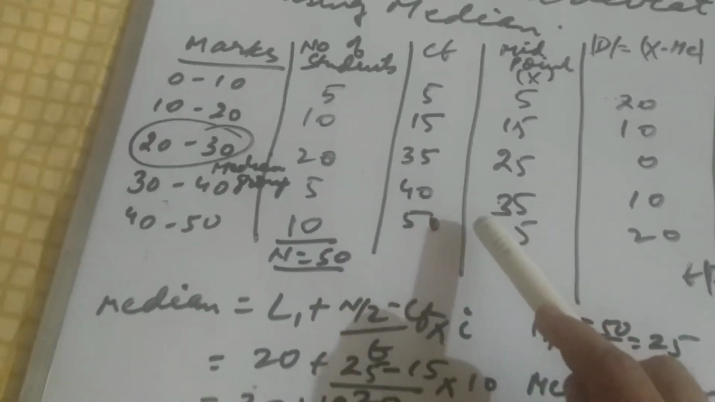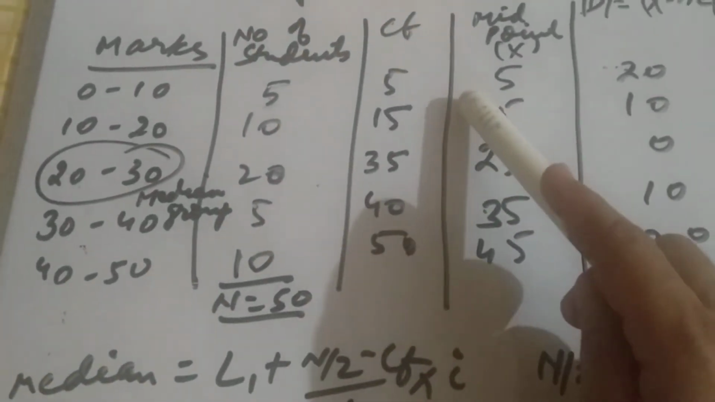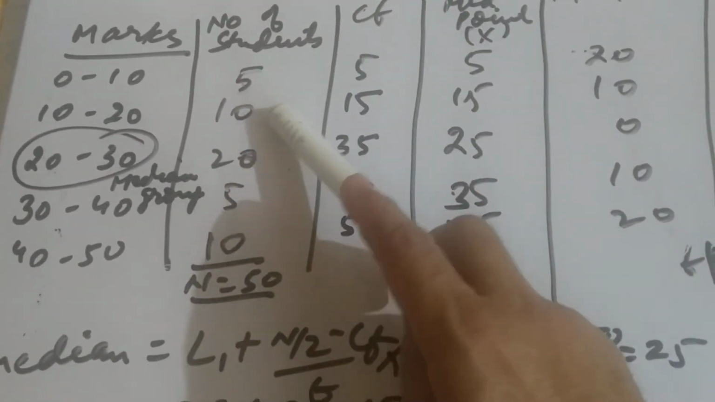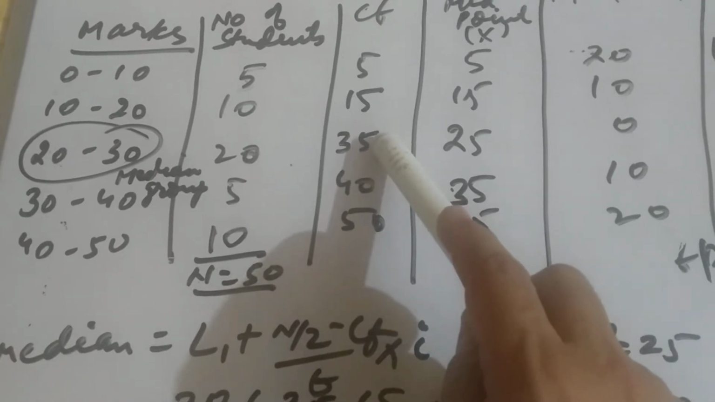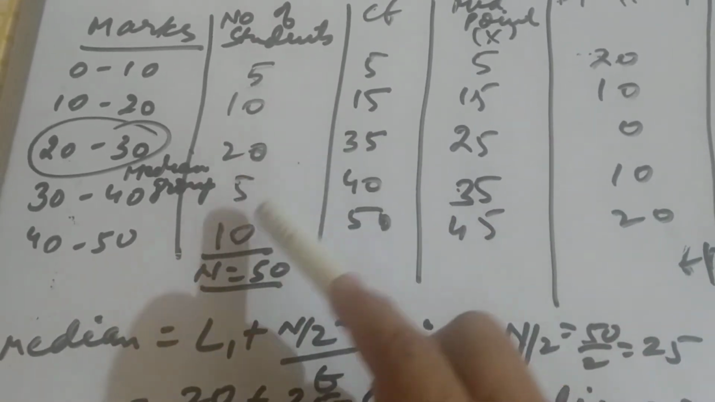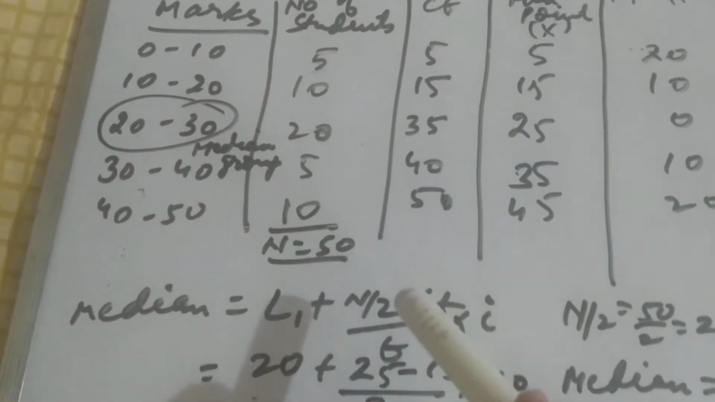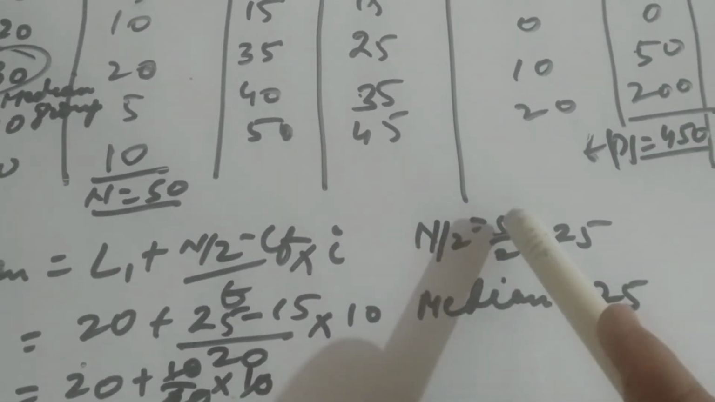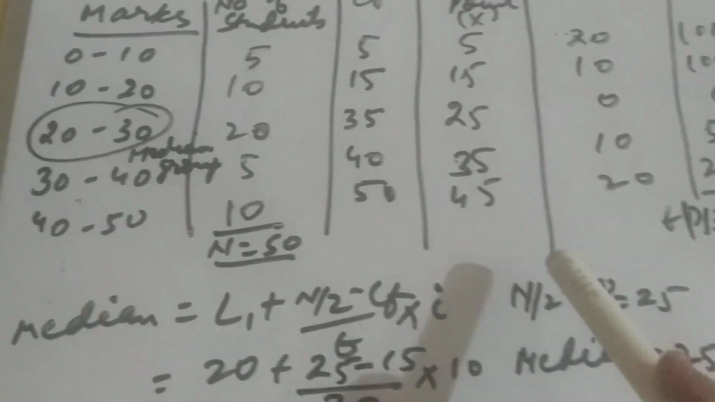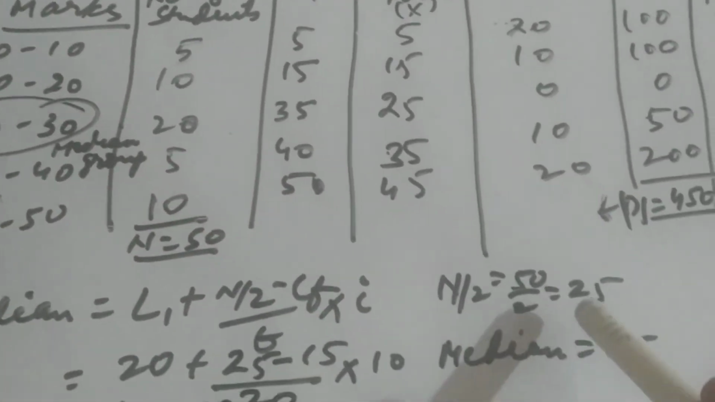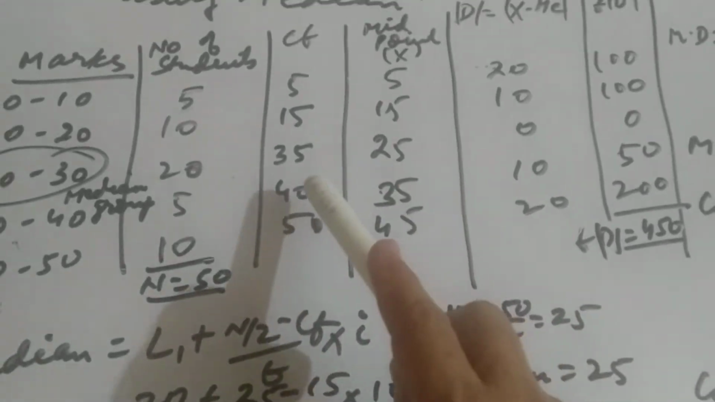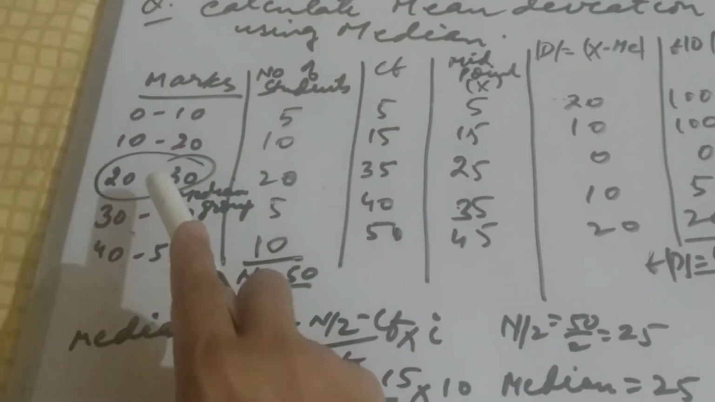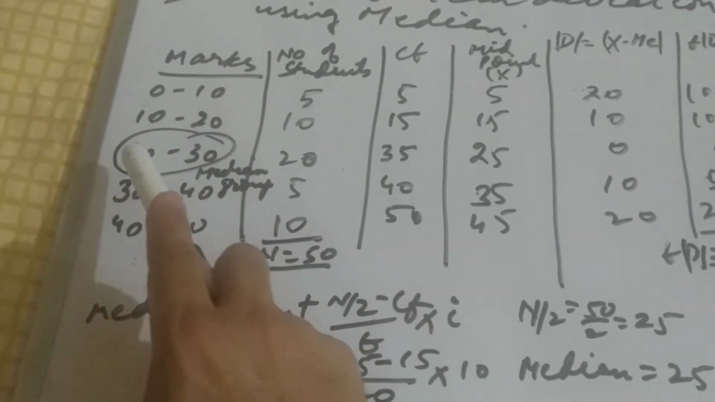So how do we calculate the median of the given data? First of all we take the CF: 5 plus 10 is 15, plus 20 is 35, 35 plus 5 is 40, 40 plus 10 is 50. So you've got the CF. Now we apply n by 2, which is 50 upon 2, 25, to find the median group. Now in which CF does 25 lie? It lies in the CF 35. The group against it is going to be our median group.